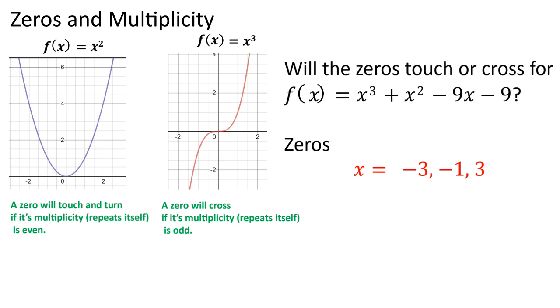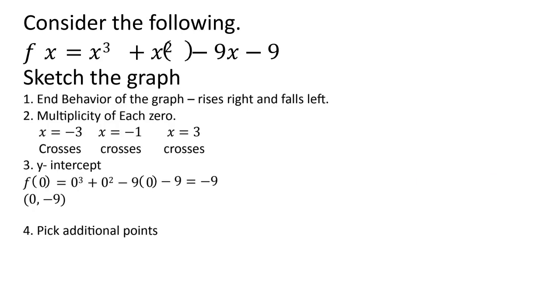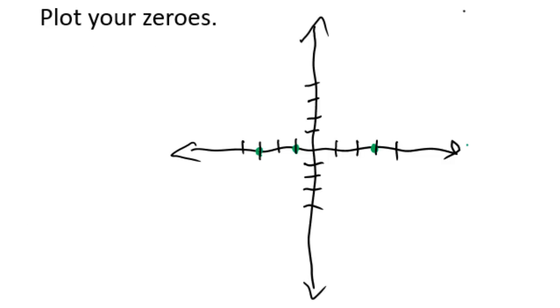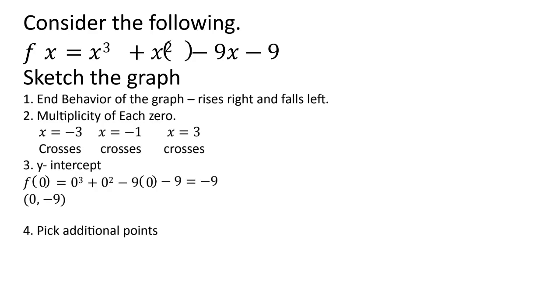Okay. And then to graph this, we have all the information we need. We know the zeros. We can find the y-intercept, and to find the y-intercept, we substitute 0 wherever we have x. Okay, and then we're going to choose additional points. To choose additional points, you create a table and you choose values for x, whichever values you want to choose.